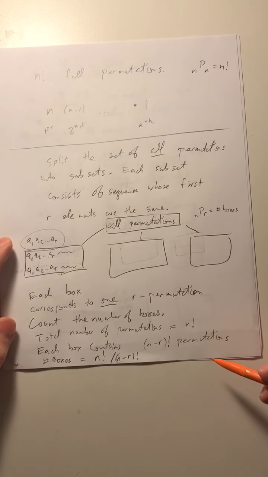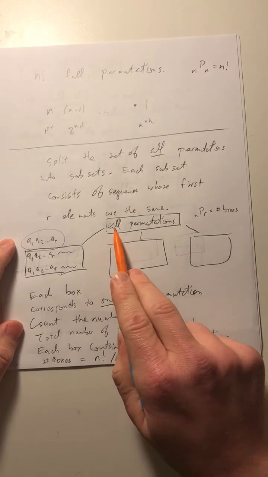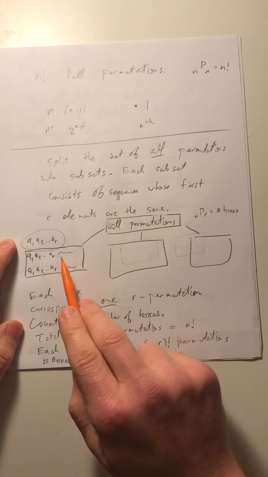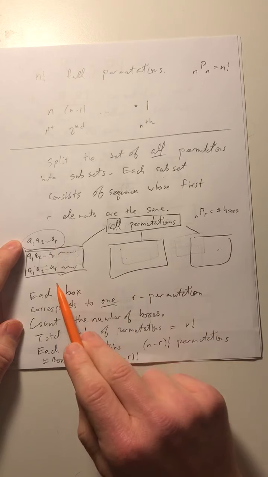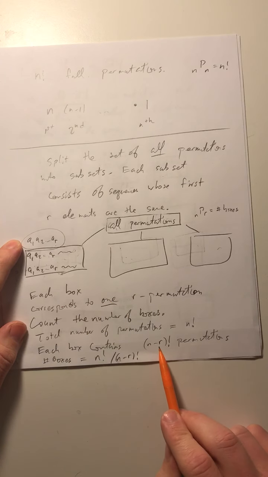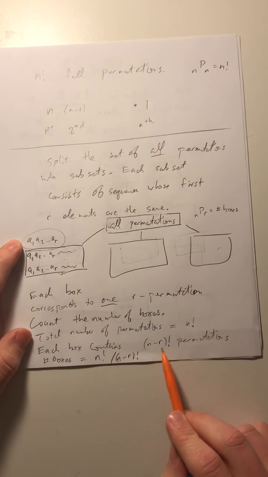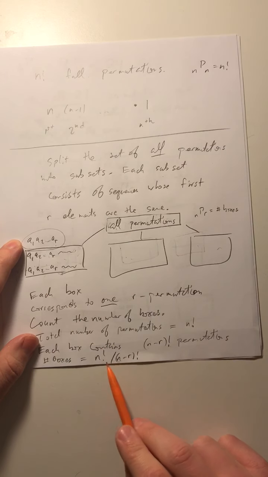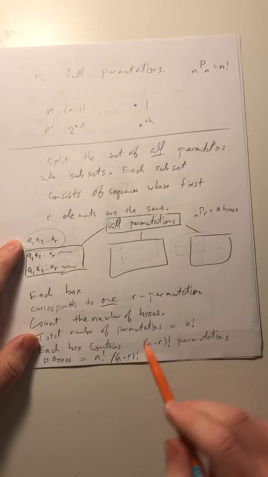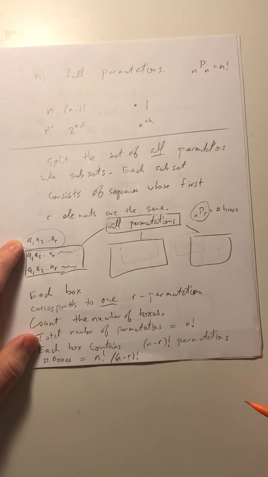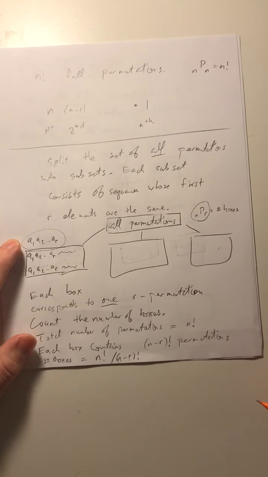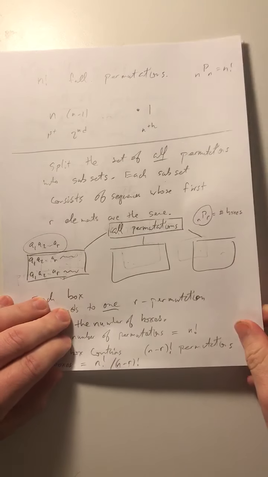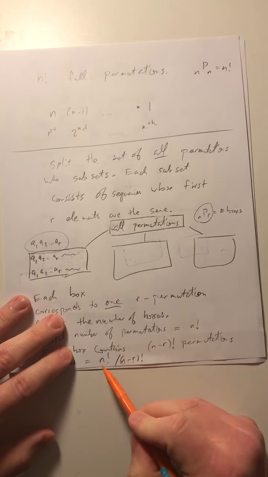And now I can look down here. I take N factorial things and split them up into a certain number of boxes. Each box contains N minus R factorial things. Then the number of boxes is the total things divided by the number of things in each box, which is N factorial over N minus R factorial, and that is the number of R permutations of N objects. Okay, so that's another explanation for where this formula came from.